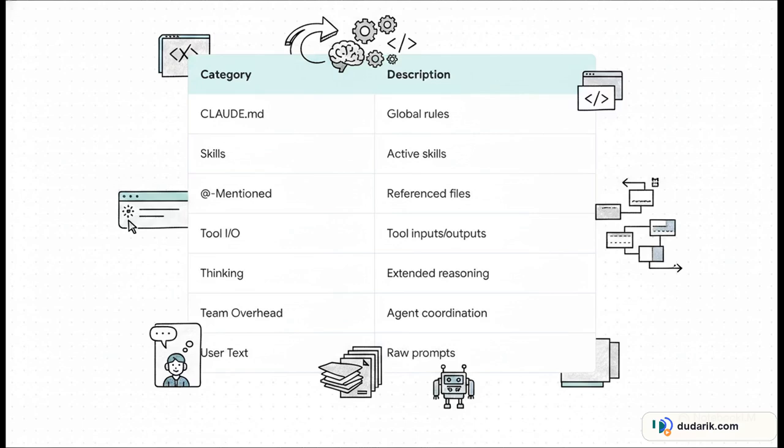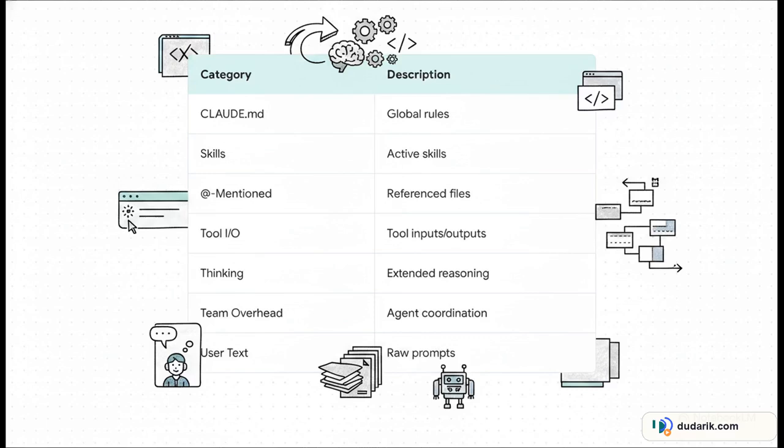You actually get per-turn token attribution mapped across 7 very specific categories. You see exactly how many tokens are being burned on your Claude.md rules, your active skills, the specific files you mentioned, tool inputs and outputs, Claude's extended thinking process, team overhead for agent coordination, and finally, your own raw user text.